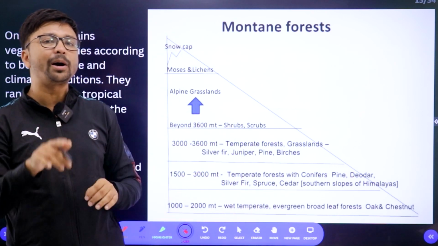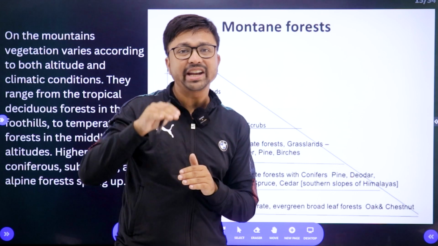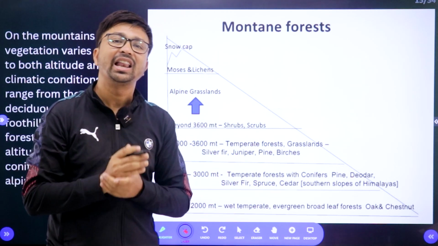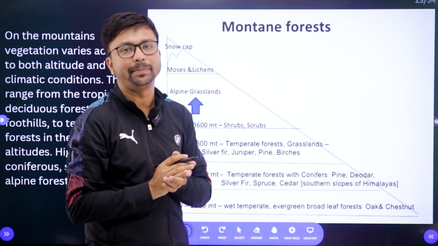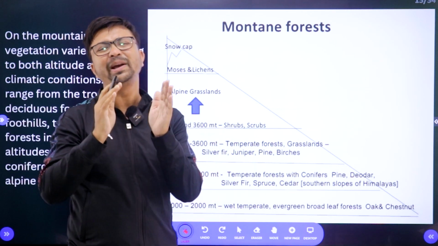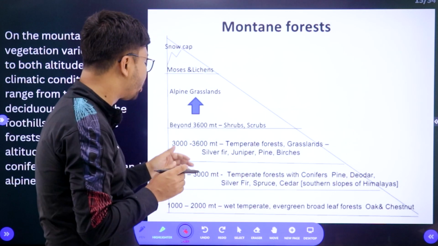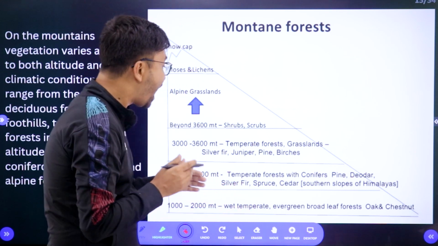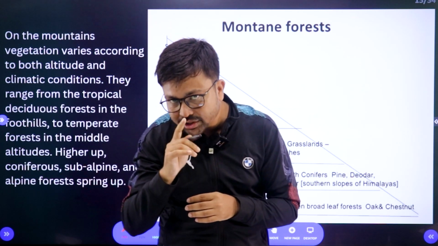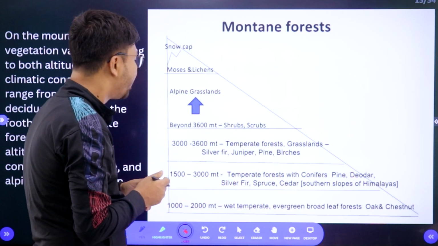Remember, at the foothill of a mountain we get deciduous vegetation, and as the height increases up to 2000 meters we get evergreen-type vegetation. Above 2000 meters we get vegetation that is a little different in nature. The new type of vegetation you get is called coniferous vegetation. And as the height increases from now onwards, the amount of vegetation becomes less, and there are some changes in the vegetation features.